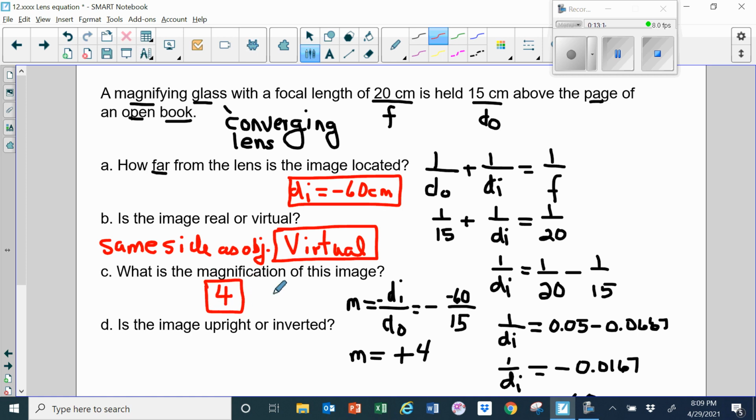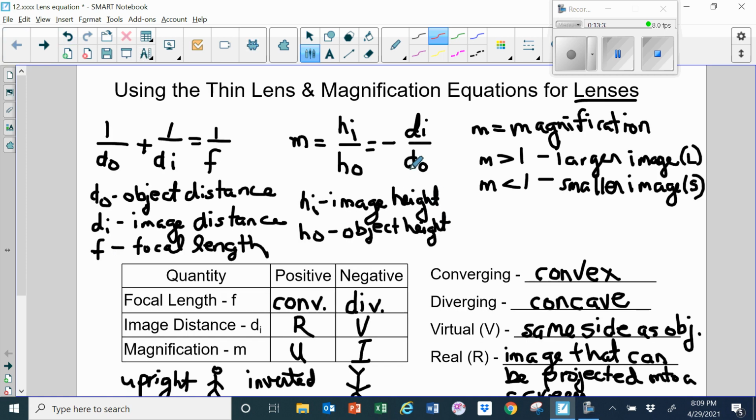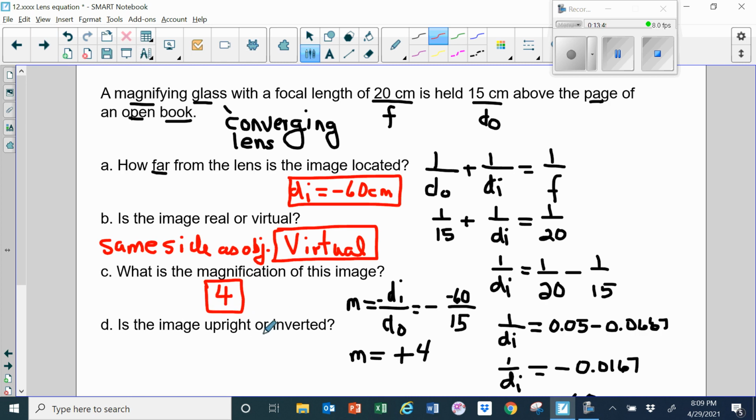The image is 4 times the size of the object. So the magnifying glass has done its work. It's increased the size of the text on the book by 4 times. Now, is the image upright or inverted? Let's go back to the table again. Notice our magnification is positive, a positive 4. So our image is upright.